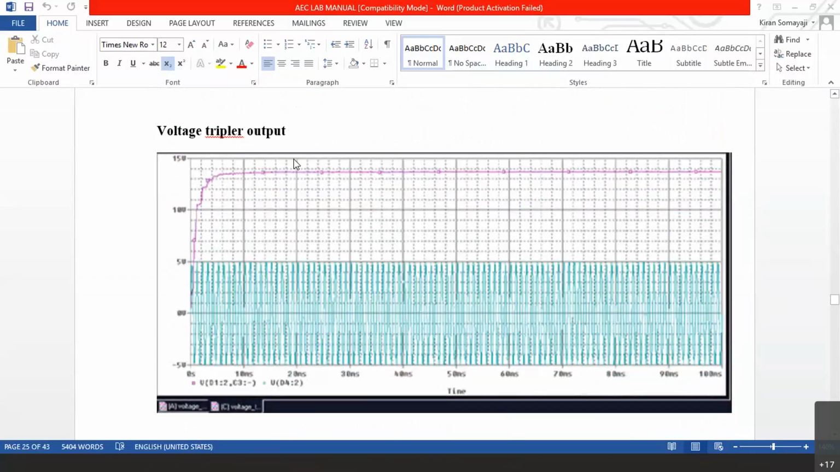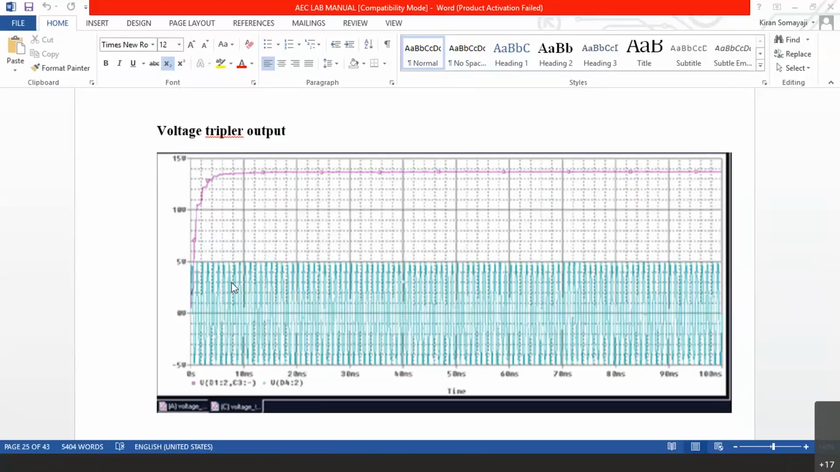Ideally, we were supposed to get 15 volts, but we are getting somewhere near 13 point something. There are 2 diode drops here now. In the case of a voltage tripler, there are 2 diodes, due to which 0.7 plus 0.7 is 1.4. Now 15 minus 1.4 is around 14.6. So you can see here around 14.6 volts is the output out of the voltage tripler.